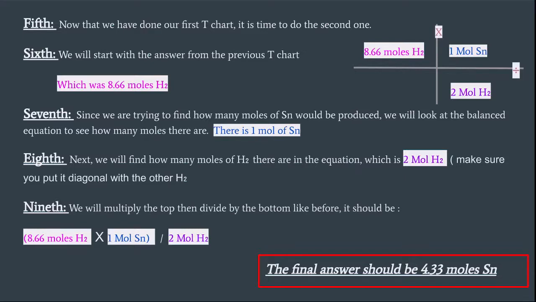Next, we will find how many moles of H2 there are in the equation, which is 2 moles H2. Make sure you put it diagonal with the other H2 since they are the same substance and SN is not the same as H2. Ninth, we will multiply the top, then divide the bottom like before. It should be 8.66 moles H2 times 1 mole SN, then divide it by 2 moles H2. The final answer should be 4.33 moles SN.